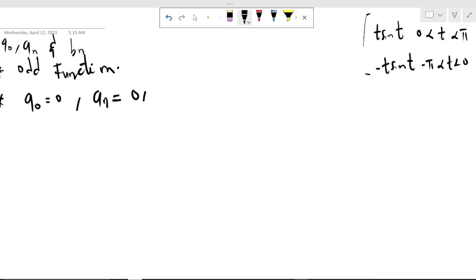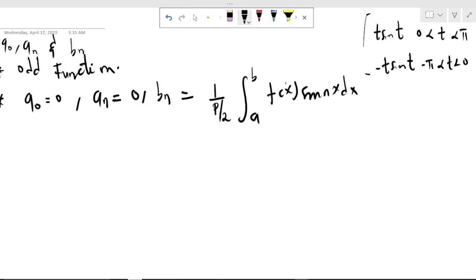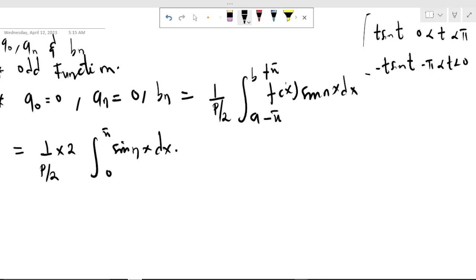An is also 0, but bn is equal to 1 over the period over 2, going from, let us say, a to b of f of x sine nx dx. Now this is usually from minus pi to pi, and integrating from minus pi to pi is the same as having double, which is times 2, going from 0 to pi. I explained all this in detail in the last tutorial, which is our bn. So now let's just go on to find the bn for this function.